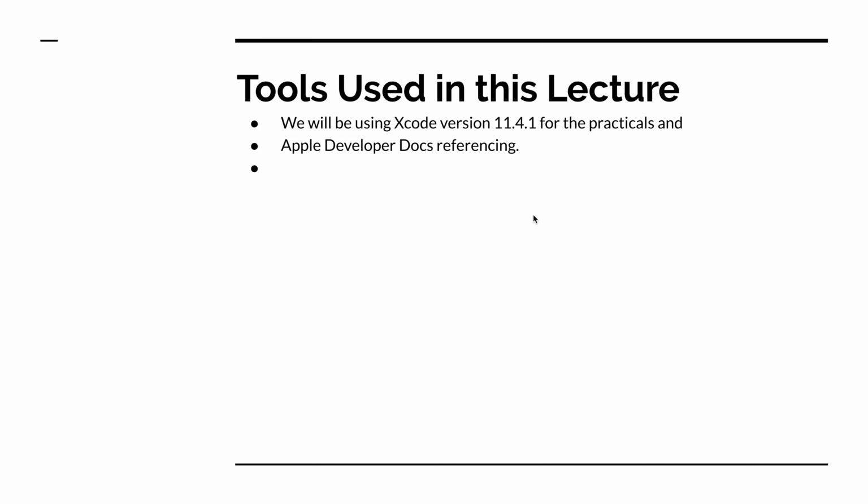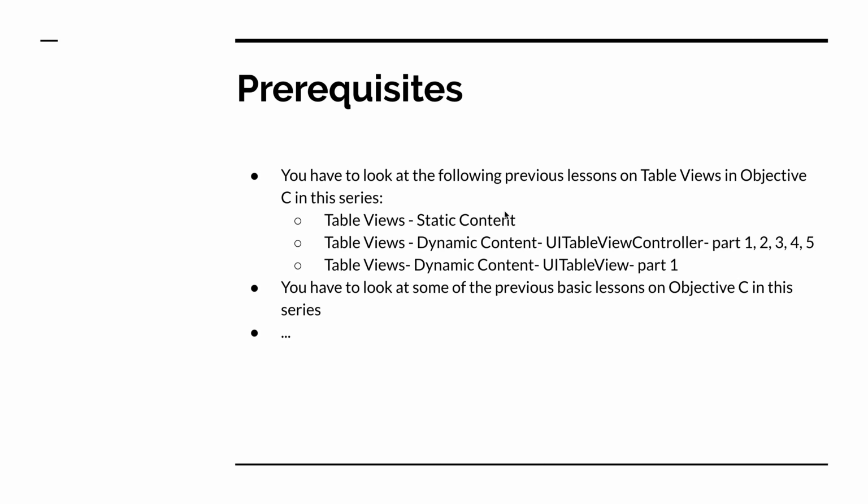So tools used in this lecture will be Xcode version 11.4.1 for practicals and Apple Developer Docs for referencing. Prerequisite, you have to look at the following previous lessons on table views in Objective-C in this series. You have to look at table view static content practicals we did, table views dynamic content UITableViewController part 1 to part 5 practicals, and table views dynamic content UITableView part 1 practicals we have done in this, right? Make sure you look at those before this lesson.